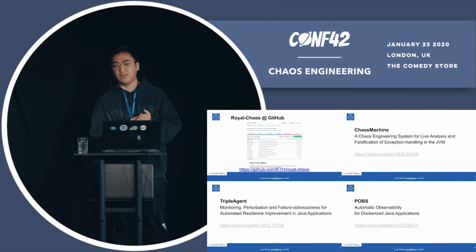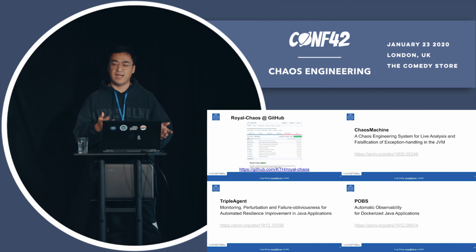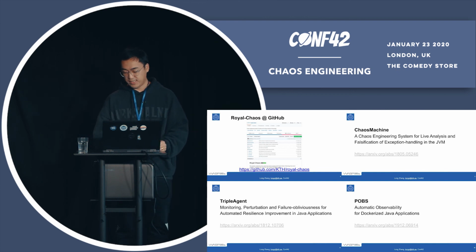And the final one is about Dockerized Java applications. It's a pipeline which augments the base images to provide extra observability and fault injection functionalities.